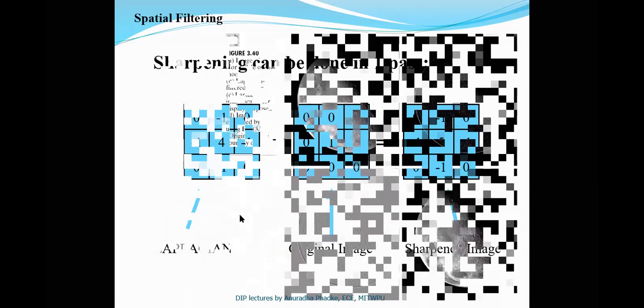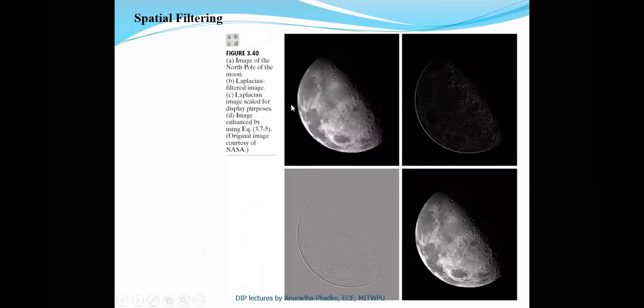Okay, so one example is shown here. So this is image of north pole of moon. Okay, now when we apply Laplacian mask on this image, we get this image. Okay, so in this image, edges are detected, but in this image, background is lost because here we have applied Laplacian mask, which is 8 surrounded by -1.